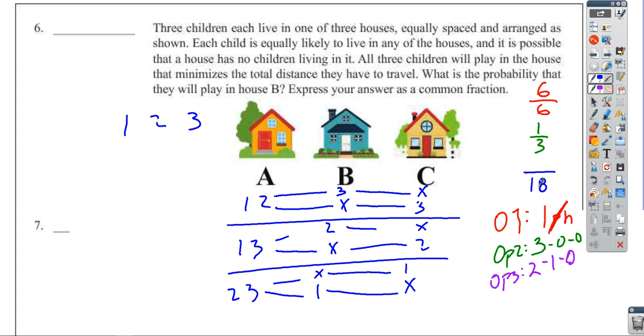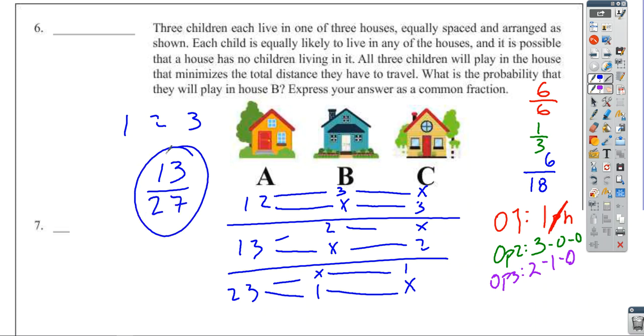Now, which option will make B the best playhouse? If you have 2 kids in B. So how many options have 2 kids in B? 6. So we have 6 more. All right, so we have 6 options and 1 option for a grand total of 13 out of, well, 6 plus 18 plus 3 is 27.